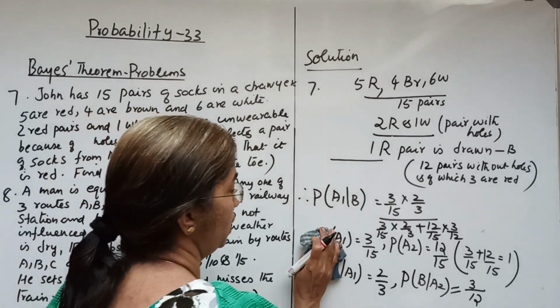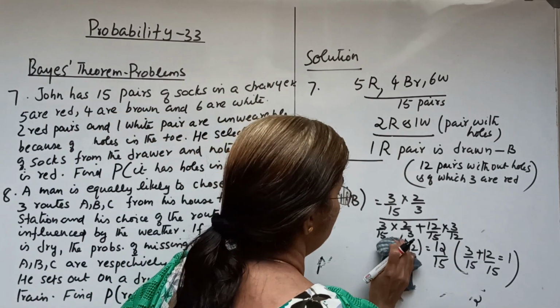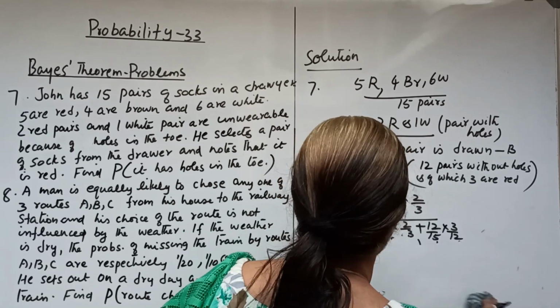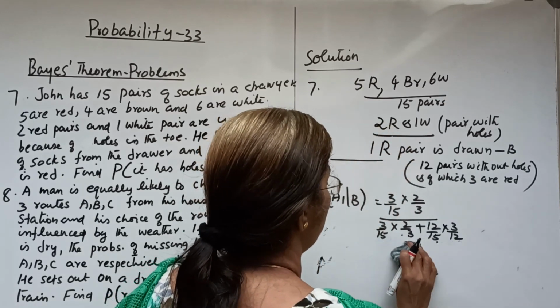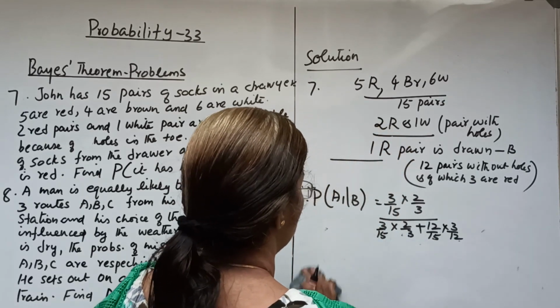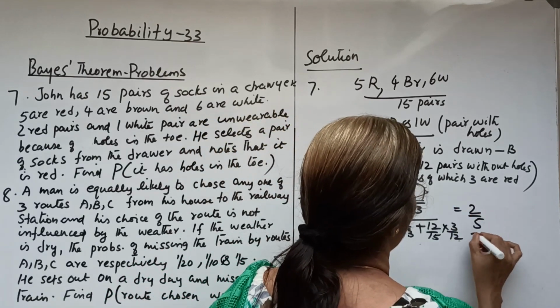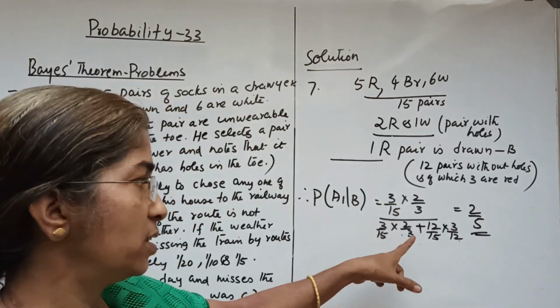Okay, 3 by 12, and the answer is equal to 2 by 5. The answer is equal to 2 by 5. On simplification, we get this result.